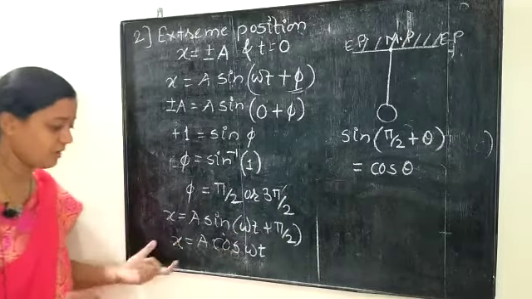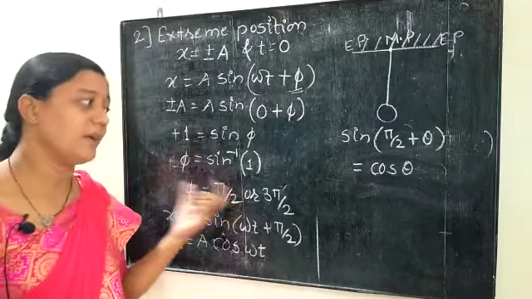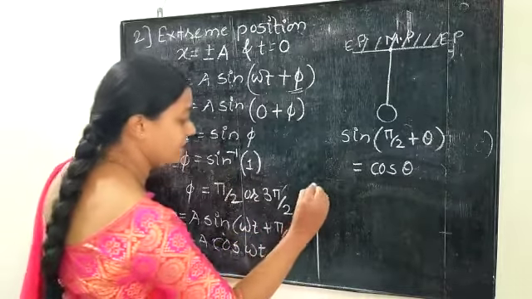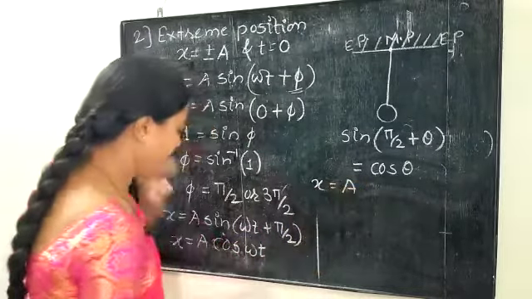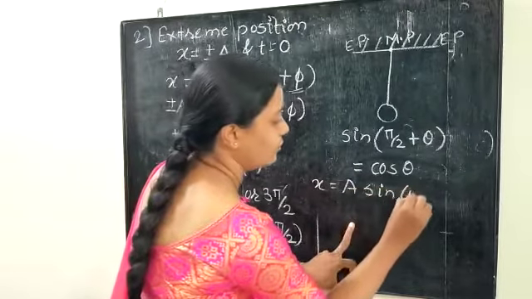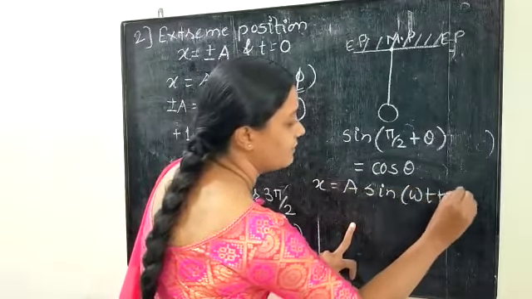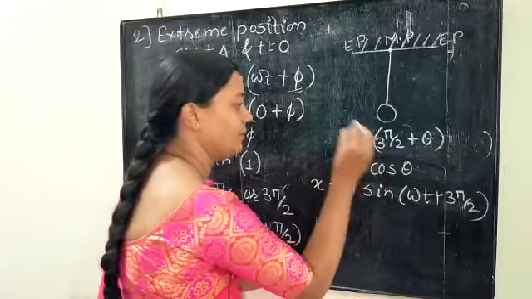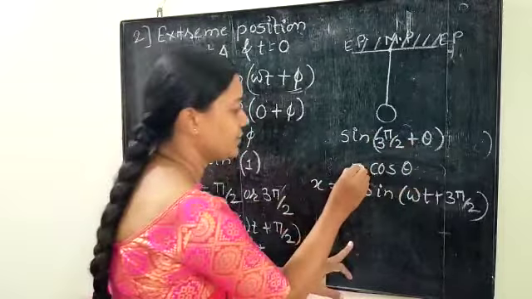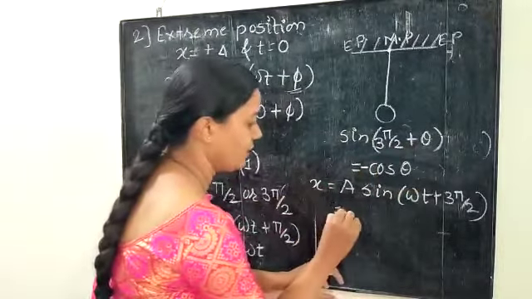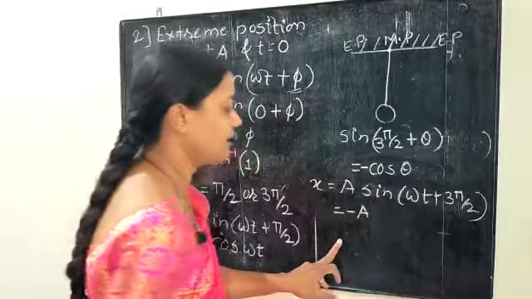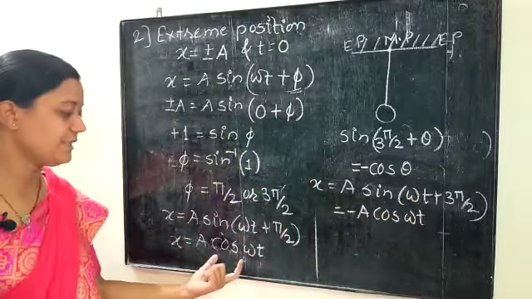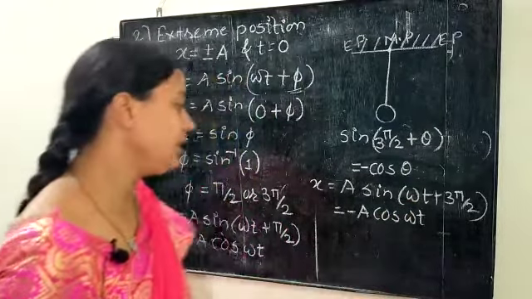This is the expression for x if we consider the value pi by 2. And if we consider the value 3 pi by 2, the equation is x equals a sin omega t plus 3 pi by 2. Now this is an odd multiple, so 3 pi by 2 plus theta gives minus cos theta. So here we get the expression minus a cos omega t. Here we get positive cos omega t, and here we get negative cos omega t.